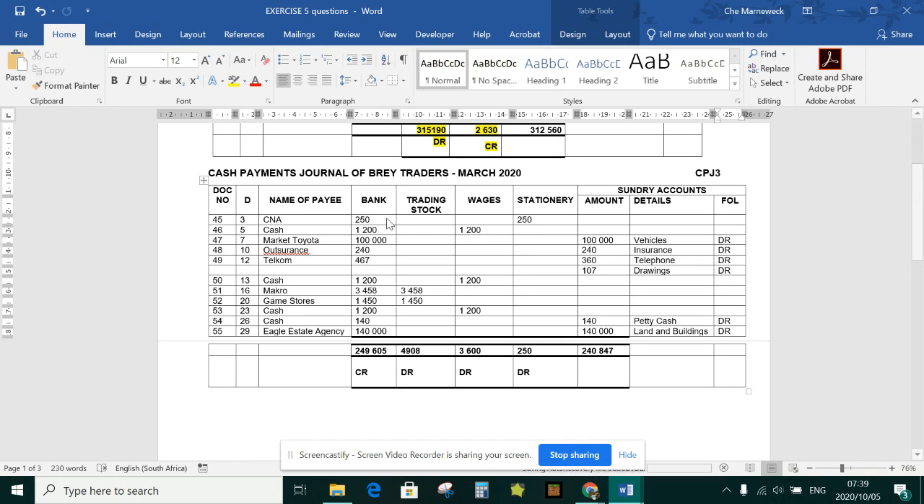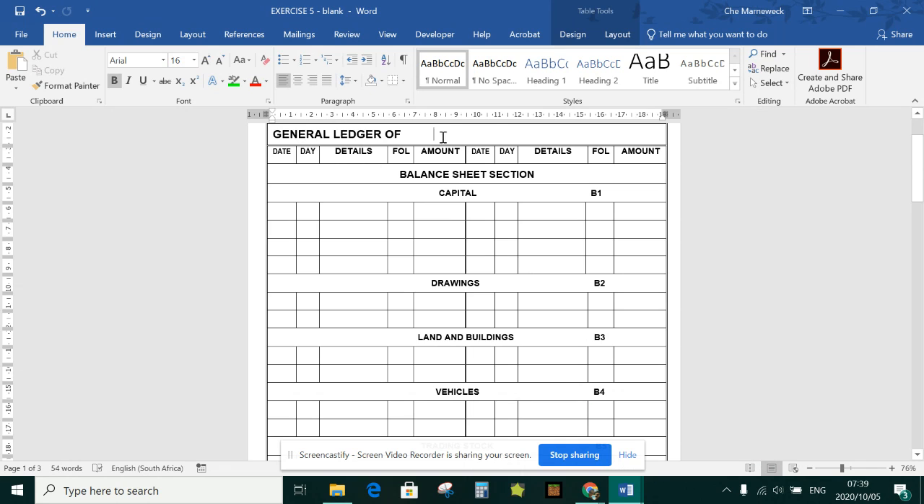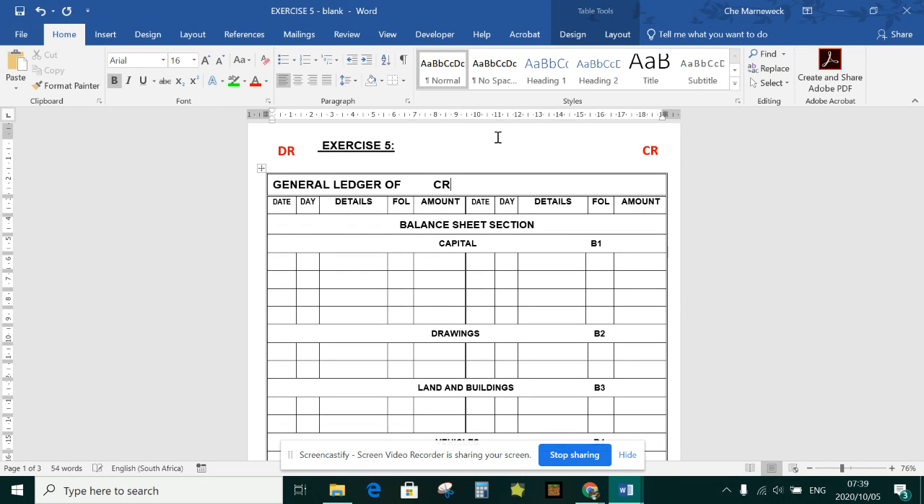Once again, in the cash payments journal, our columns, we post the total of the column, and sundry accounts, we post the individual amounts. Okay. What is the name of the business? The name of the business is Bray Traders. So we go to our answer sheet and we can fill in general ledger of Bray Traders. Debit is the left-hand side, credit is the right-hand side.